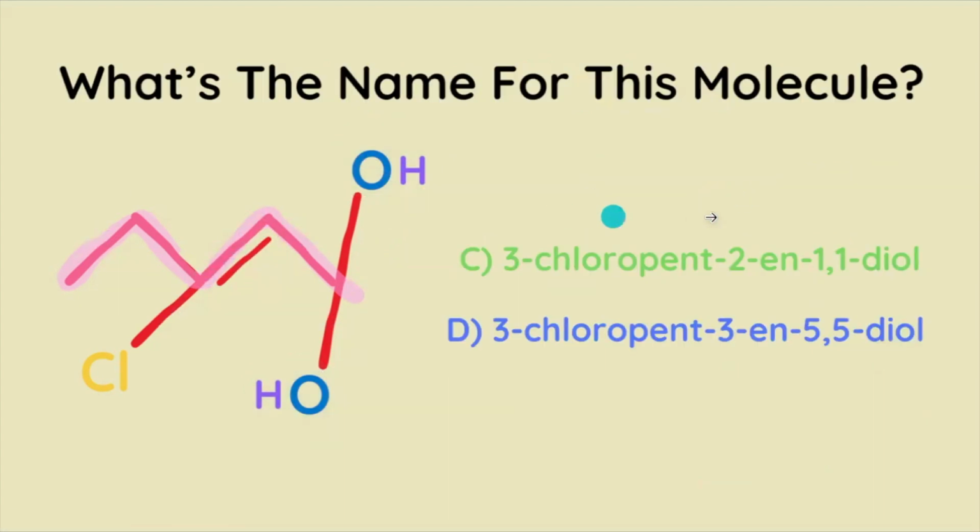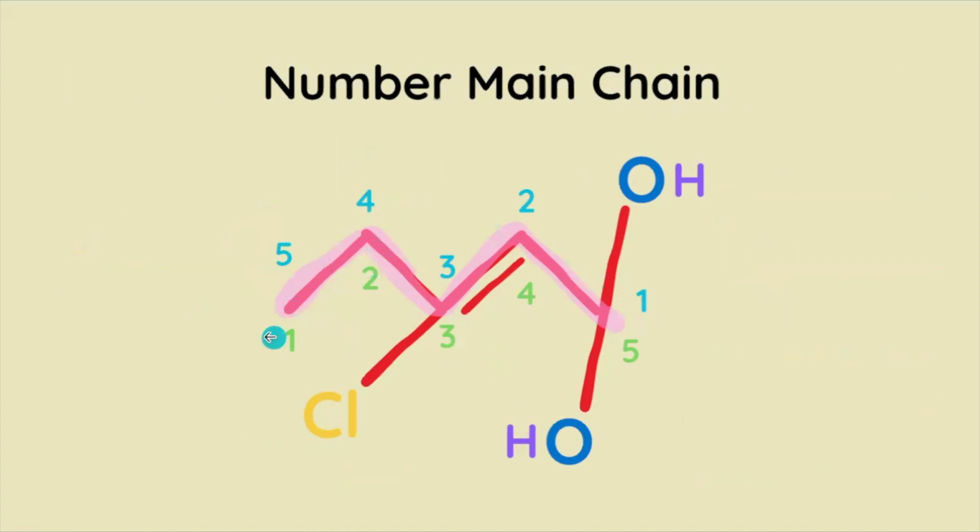Let's clean this up and ignore the answer choices we've already discredited. Is it C, 3-chloropent-2-ene-1,1-diol, or D, 3-chloropent-3-ene-5,5-diol? So we've had this main chain highlighted for a while, but now it's time to number the chain to give each carbon in the main chain a number.